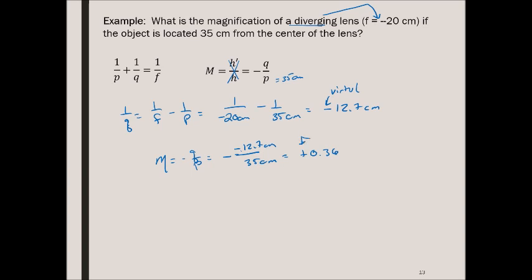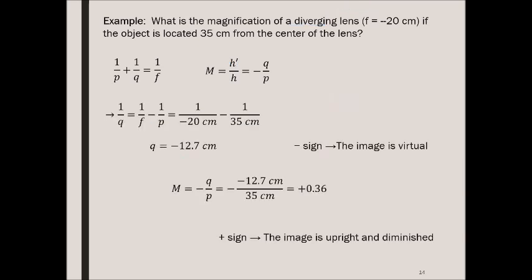The positive sign indicates that we're upright, right? And this number is less than 1, so that means we're going to be diminished. We're going to be smaller. So there's all those numbers again.